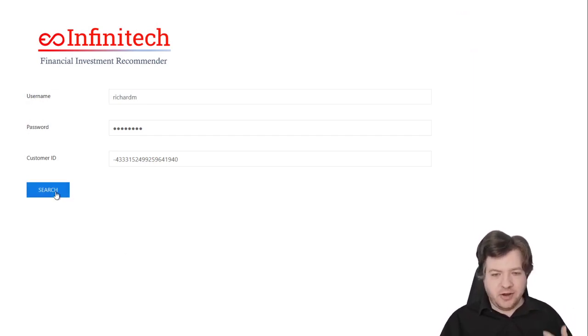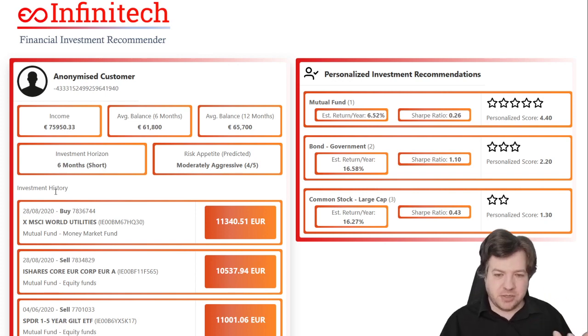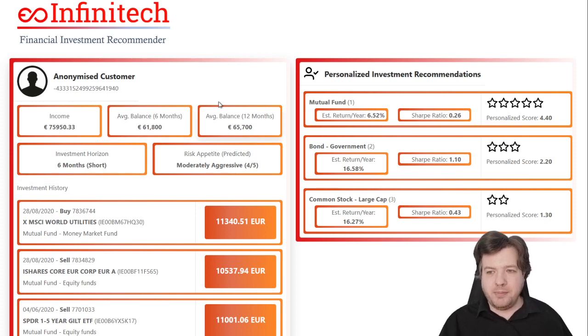And then when they hit search here, what happens in the back end is that we're making a very quick request to the Infinity Store to get information about that customer initially. So we see here we've got information about that particular customer in terms of their financial situation, so their income, their balance over different time periods. We also have information about their investment horizon. So this is during what time frame they are expecting roughly to get a return on investment. And we also have the risk appetite labels. This is coming from the risk profiler that I talked about previously. We also have information about past investments if they have any.